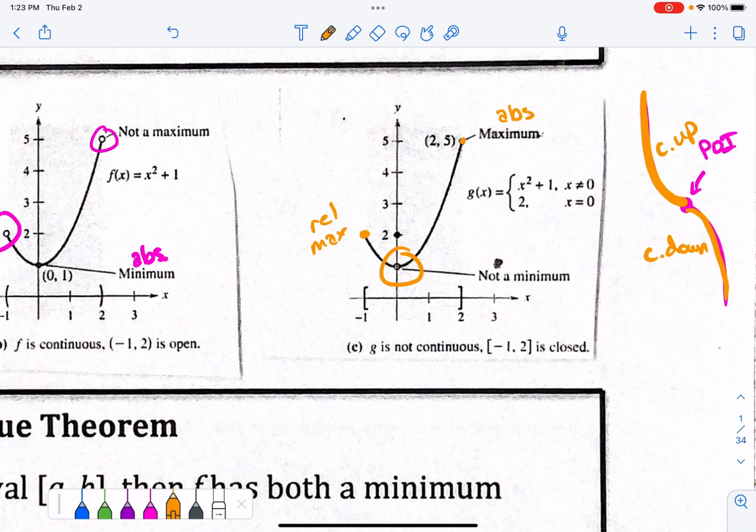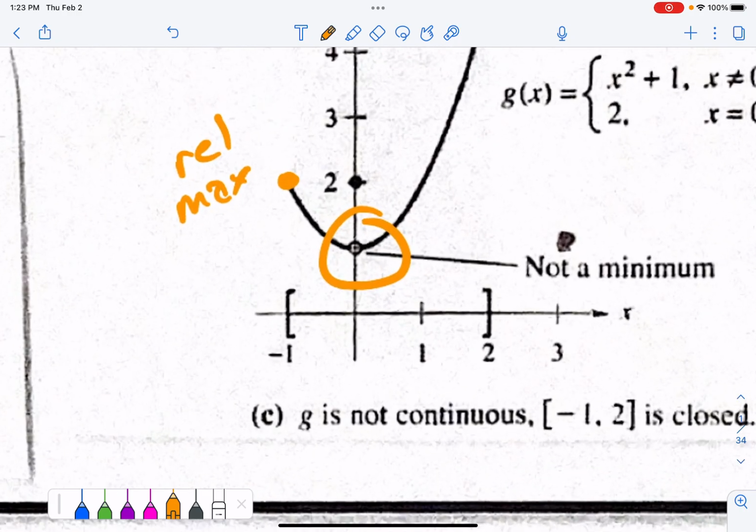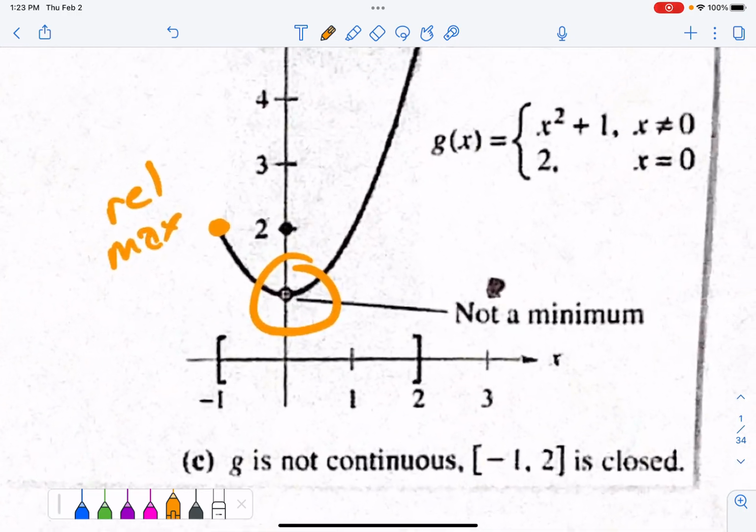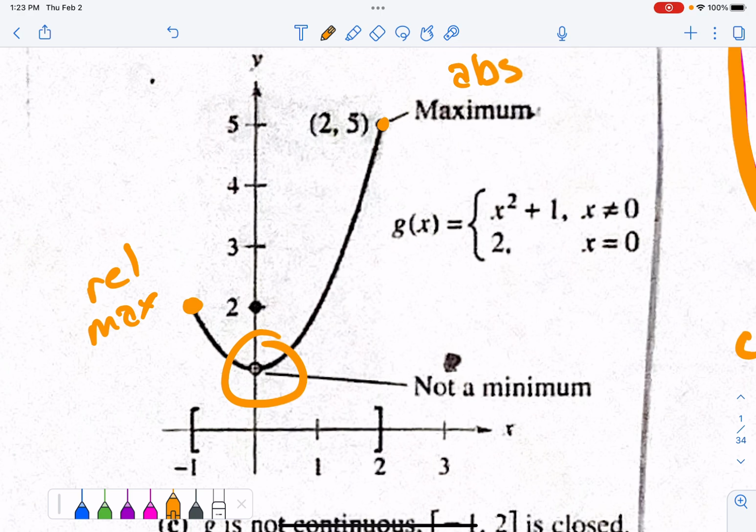Not a minimum because it's an open circle. It's open. On the right side, open circle. Closed circle. Closed circle. Absolute, relative. Not a minimum.